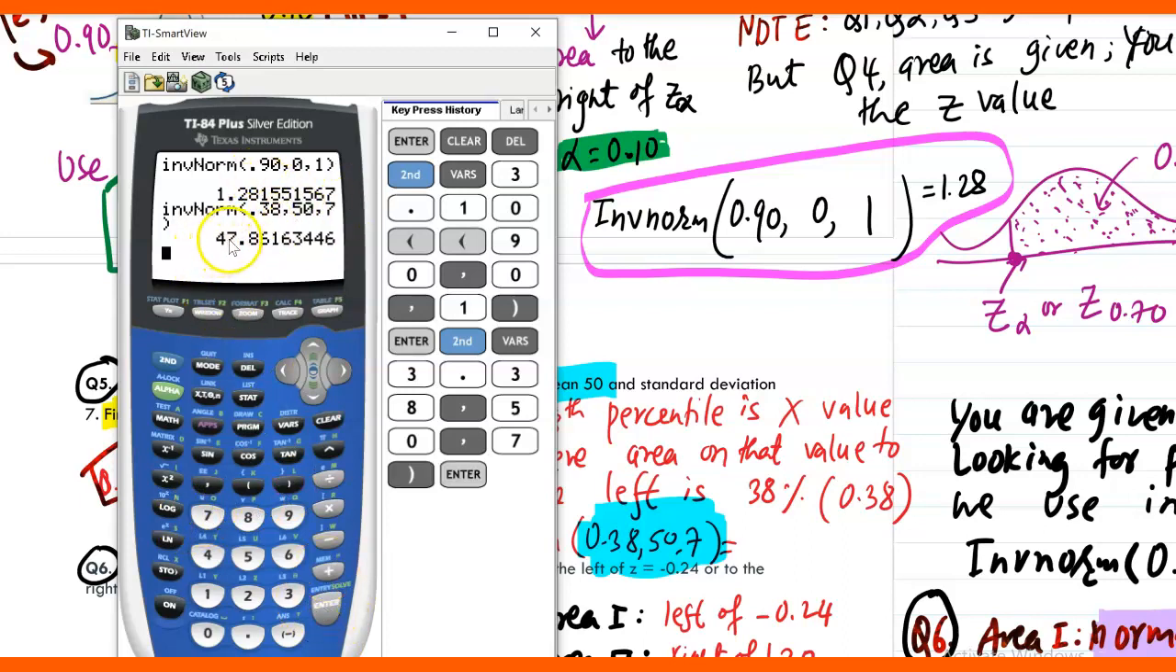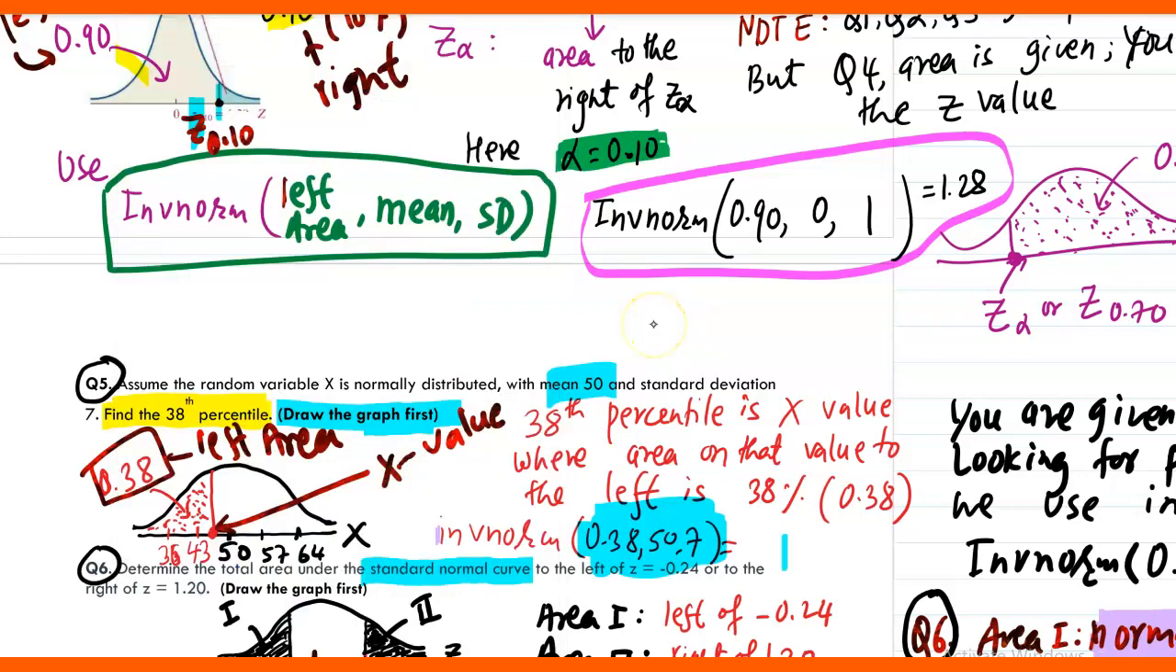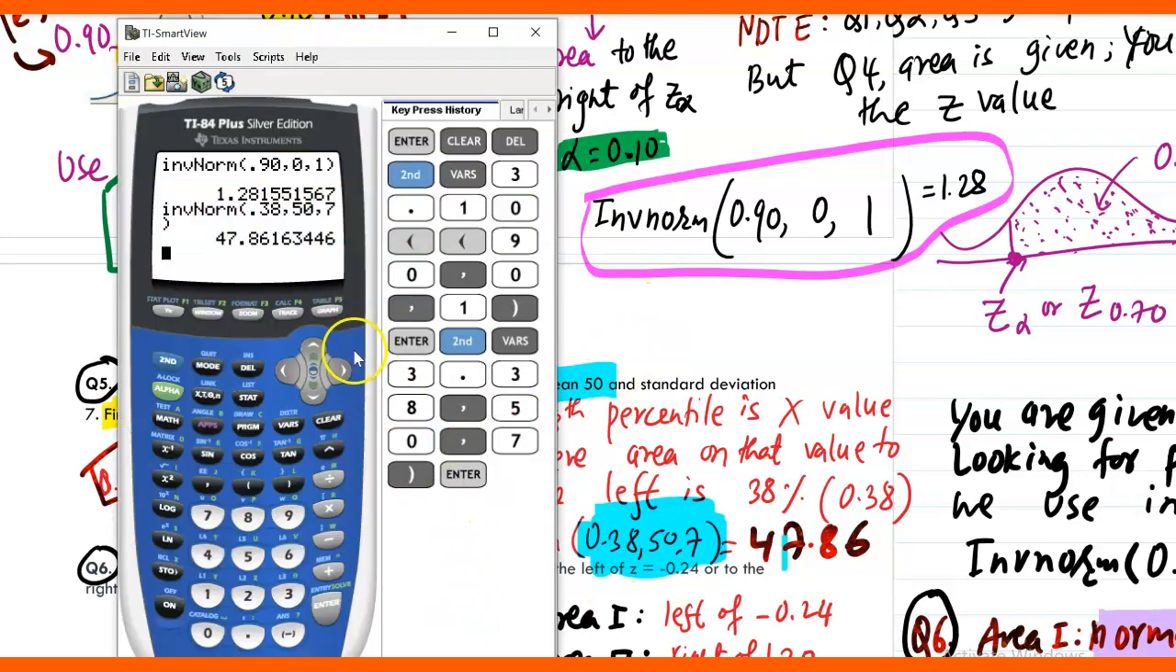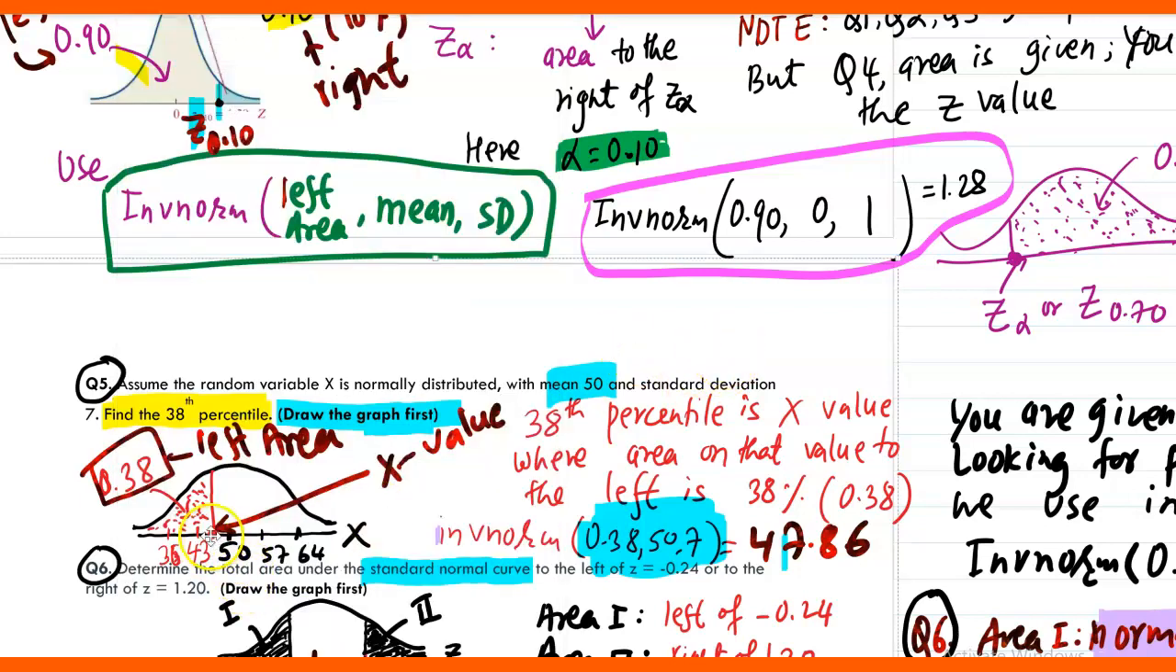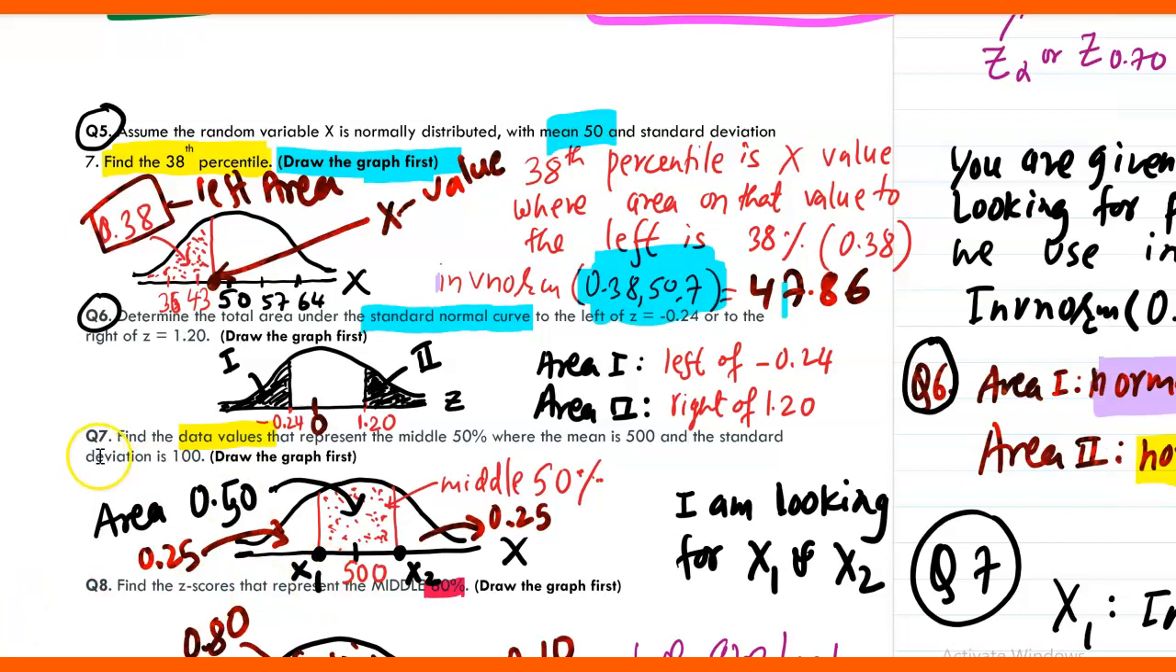You get 47.86. Depending on the fraction, if you round it to 2 decimal places, you round it as 47.86. Therefore, this point here, this point value, which is x, is 47.86. This is question number 5.